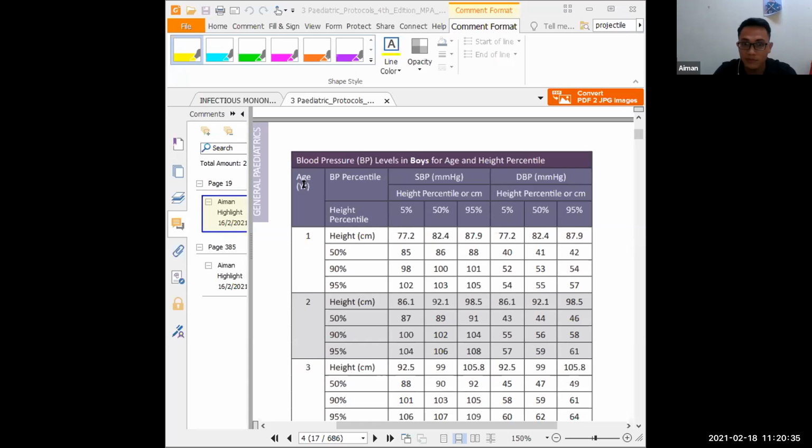Yes, actually we have direct and indirect methods. So what the doctor said is that we directly put the catheter into the artery, we call it the direct method. This is the most precise blood pressure that we can take from the patient, but this is invasive.